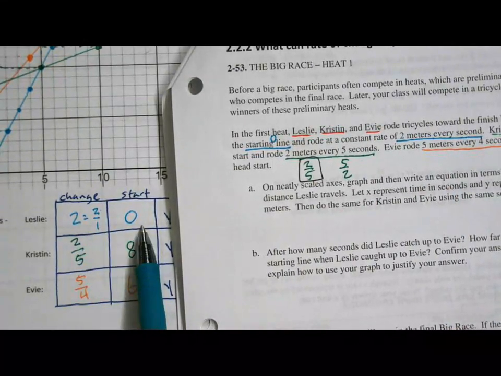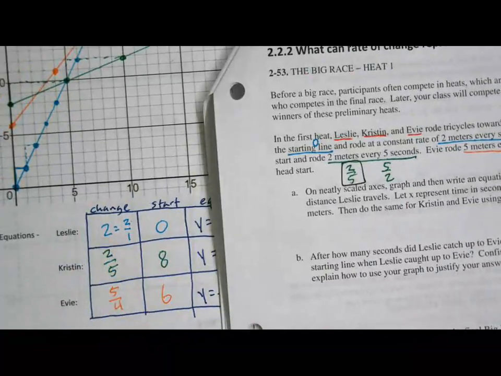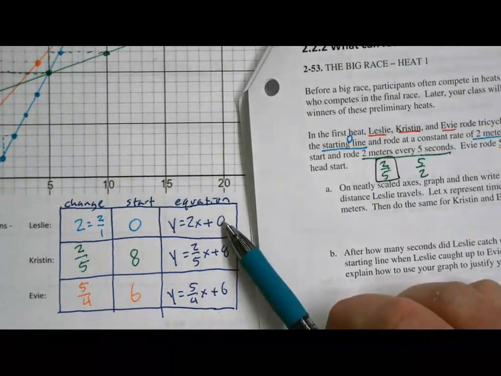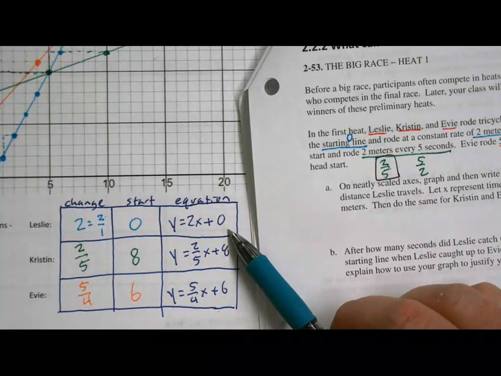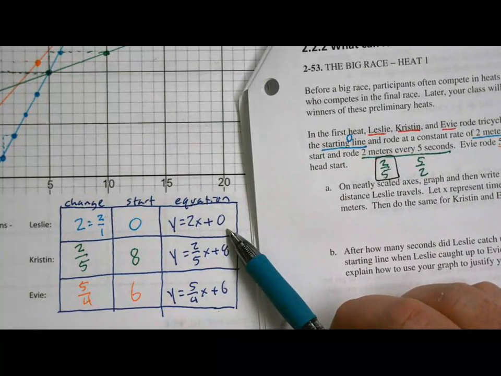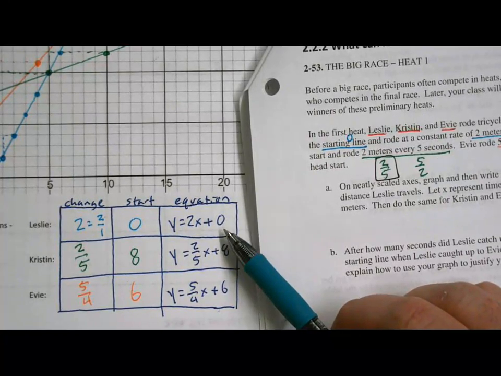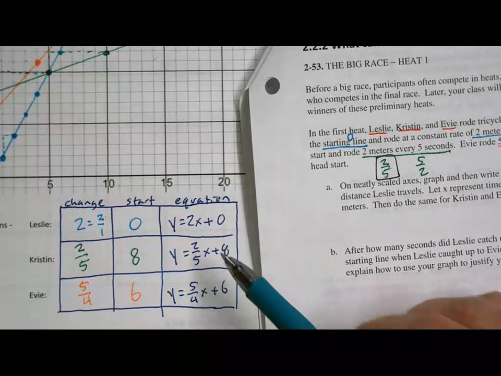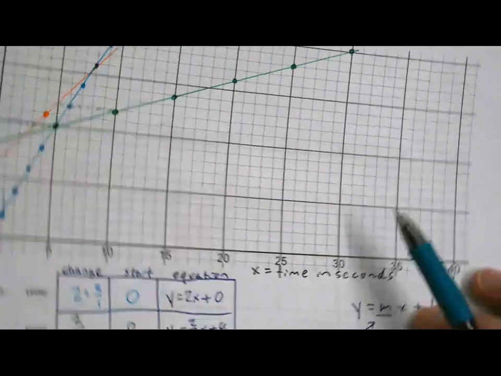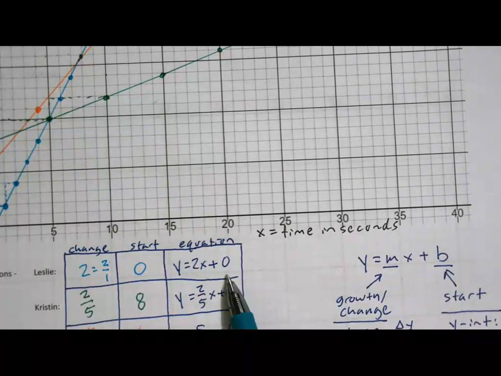So we had their starting value and their change. And once we knew their starting value and their change, we were able to write an equation, because we know where starting value and change go inside of an equation. Okay, do you guys remember doing this on Wednesday? And then, once we had their equations, we were able to graph them, because we know how to take an equation and turn it into a graph.